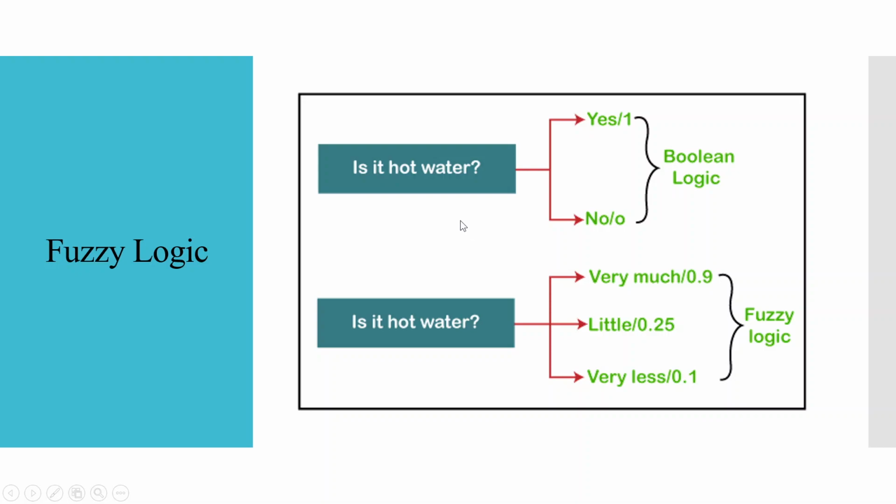Let's take another example. Is it hot water? If the answer is yes or no, it's Boolean logic. Now, for the same question, the answer can be very much, little, or very less, depending upon the thresholds which we specify, that is 0.9, 0.25, and 0.1. This is known as fuzzy logic.